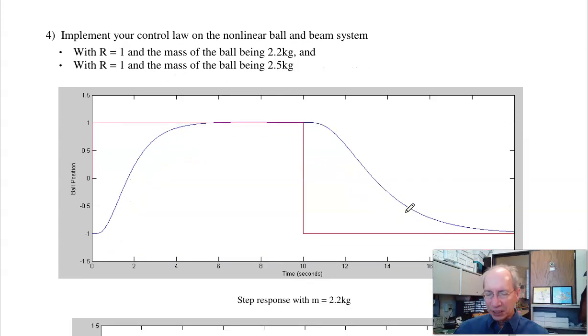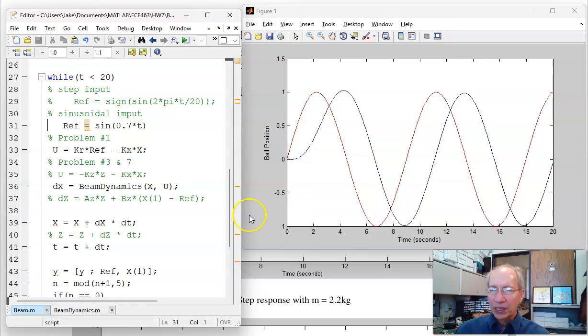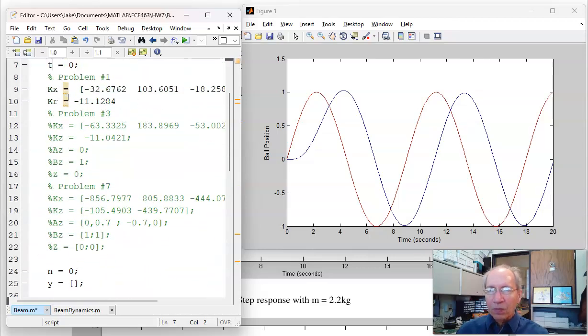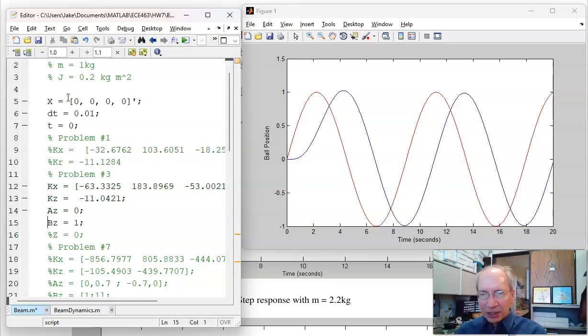The acid test is to try it on the nonlinear model. So in MATLAB, I will go back to a step input and use a different control law. Instead of Kx and Kr, I'll have my feedback gains Kx, Kz. Here's my servo compensator: z dot, with a pole at s equals 0. There's the input, which makes it controllable.